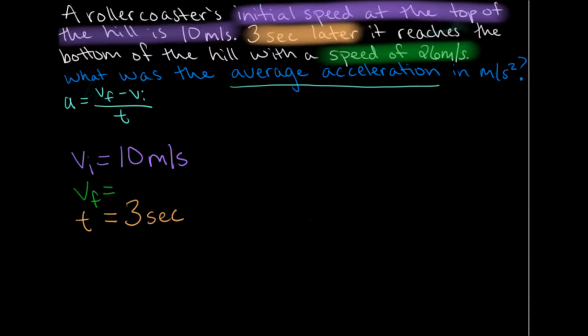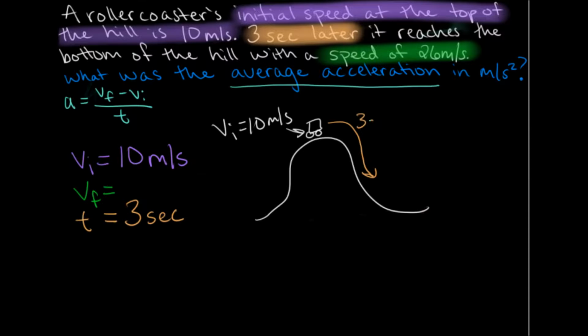Because if we draw a picture of the problem, so let's say I've got my roller coaster. So its initial speed at the top of the hill, so right here, is 10 meters per second. That's its initial velocity. So this roller coaster is going 10 meters per second. And then 3 seconds later, it's now at the bottom of the hill.